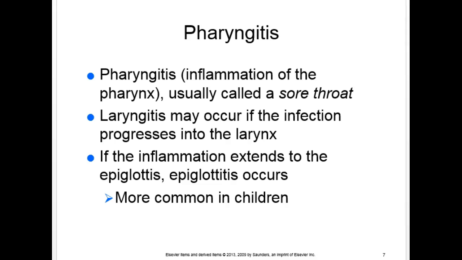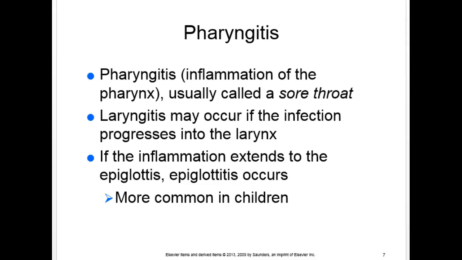Okay, the next condition we're going to look at is pharyngitis, which is an inflammation of the pharynx and is usually called a sore throat. Laryngitis occurs if the infection progresses down into the larynx. If the inflammation extends to the epiglottis, it's called epiglottitis, and this occurs most often in children. Pharyngitis is usually viral. If it's bacterial, it's often caused by a strep infection.